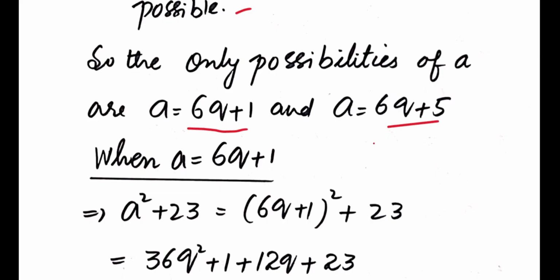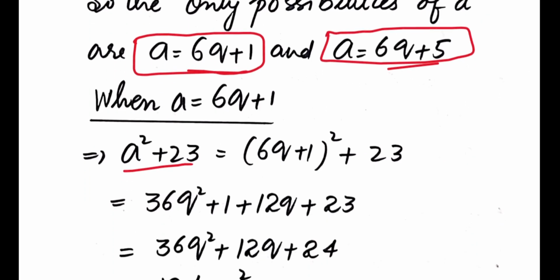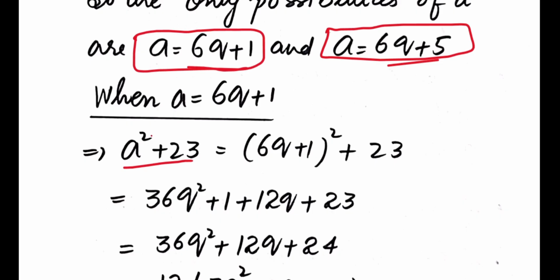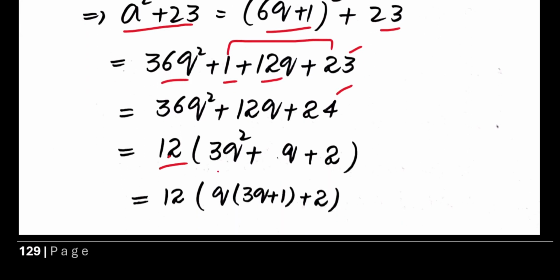Now we will show that for these possibilities for a, the number a square plus 23 is divisible by 24. So when you put a equal to 6q plus 1 here, this becomes (6q plus 1) whole square plus 23. Expanding the square, this becomes 36q square plus 1 plus 12q plus 23. 1 plus 23 becomes 24. Taking 12 as common, this becomes 12 into 3q square plus q plus 2. This becomes q into 3q plus 1, plus 2.